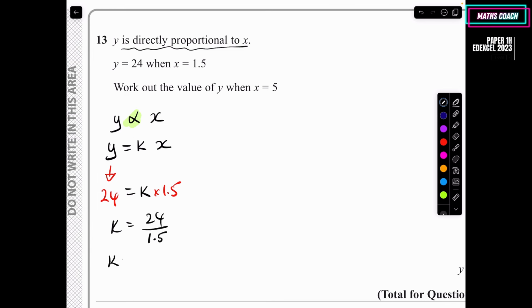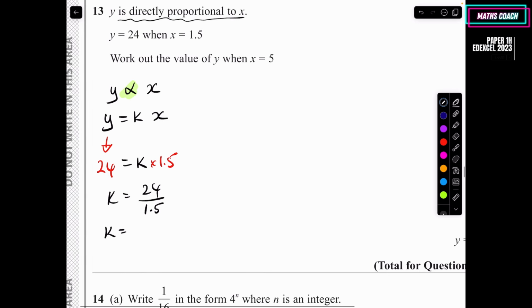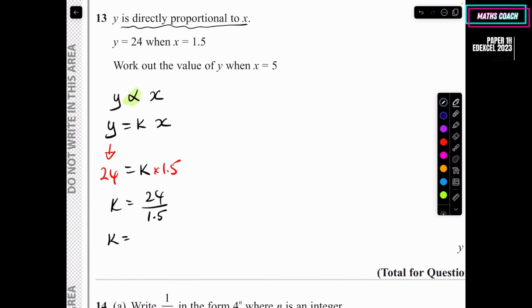Okay, so how do we deal with this? Well, let's multiply top and bottom by 10. That gives us 240 divided by 15. And we can use long division for that. So 240 divided by 15. How many times is 15 going into 24? Goes in once, left over is 9. How many times does 15 go into 90? We did that earlier, didn't we? So you can go back up there and look at it, but we know it goes in 6 times. There we go. So that k value is 16.